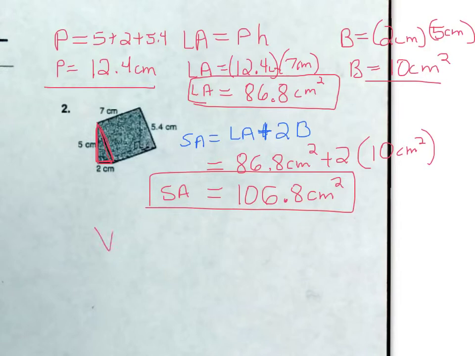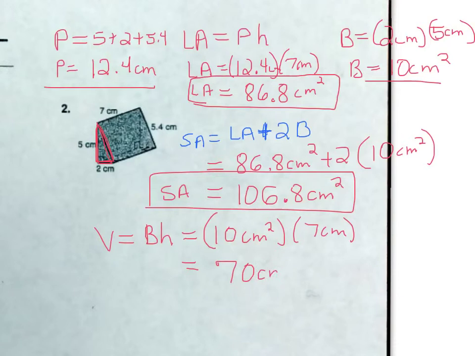Now, volume. If you look at the formula chart, the volume for a prism is the area of the base times the height. The area of the base, if we go back to our information, is 10 square centimeters, times the height. The height is what connects the two bases. That is 7. You multiply those two numbers, and that is 70 cubic centimeters. And that's the volume. Okay?